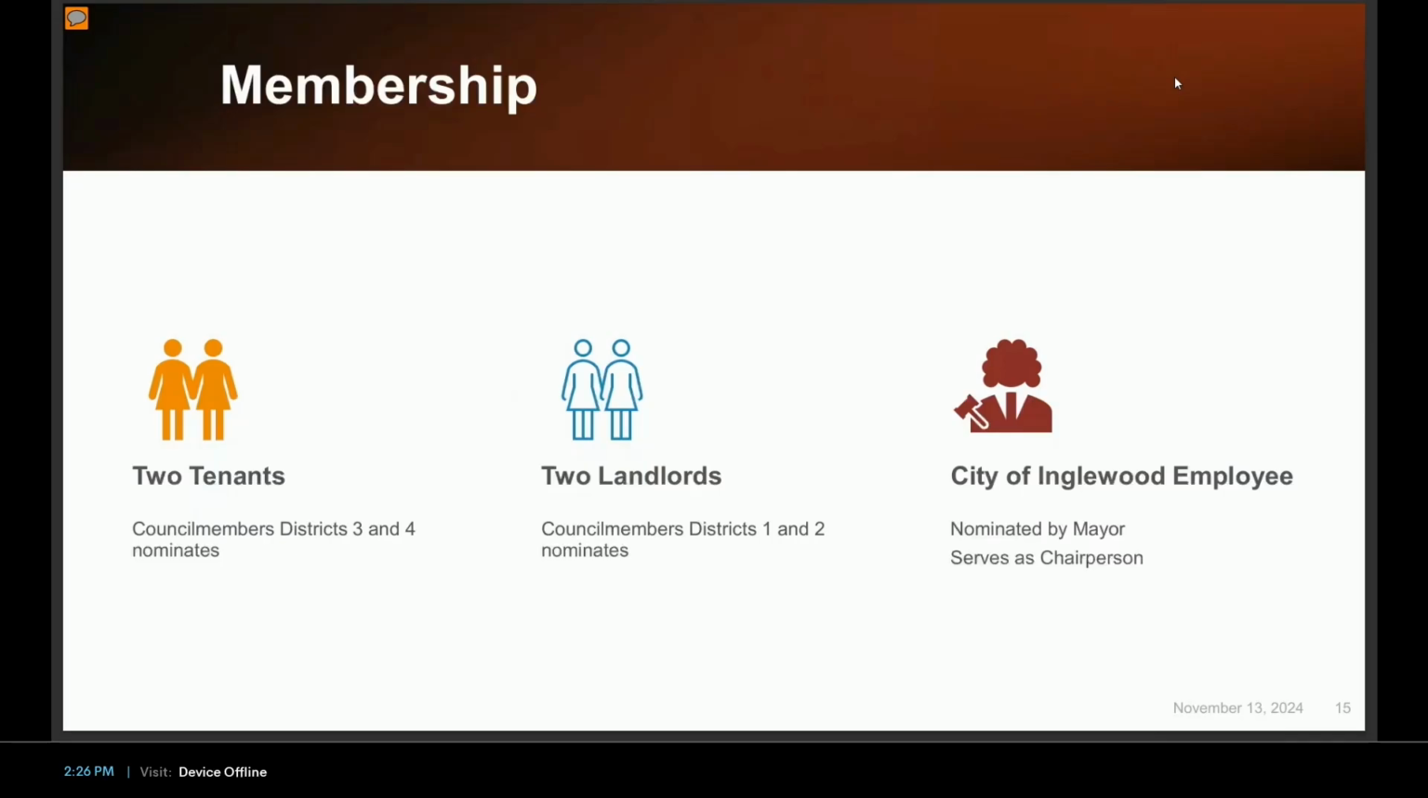So per the ordinance, as regulated for the Rental Protection Board, it's a 5-member board. They are appointed by the respective districts. So two tenants from districts 3 and 4, two landlords identified by Districts 1 and 2, and a City of Inglewood employee, which is nominated by the mayor, serves as chair of the board.